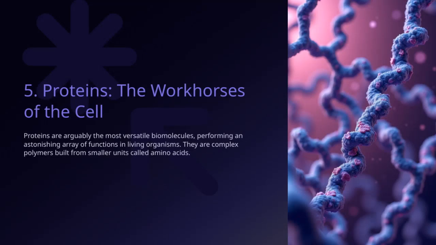Proteins are arguably the most versatile biomolecules out there. They perform an astonishing array of functions in living organisms, from supporting structure to facilitating chemical reactions. Think of them as the workhorses of the cell, essential for almost every process. They are complex polymers, meaning they are made up of long chains, but these chains are built from smaller units called amino acids. These amino acids are like the building blocks, and their unique arrangements determine the protein's structure and function. Throughout this presentation, we've seen how vital molecules like proteins underpin life itself, demonstrating their incredible versatility and importance.